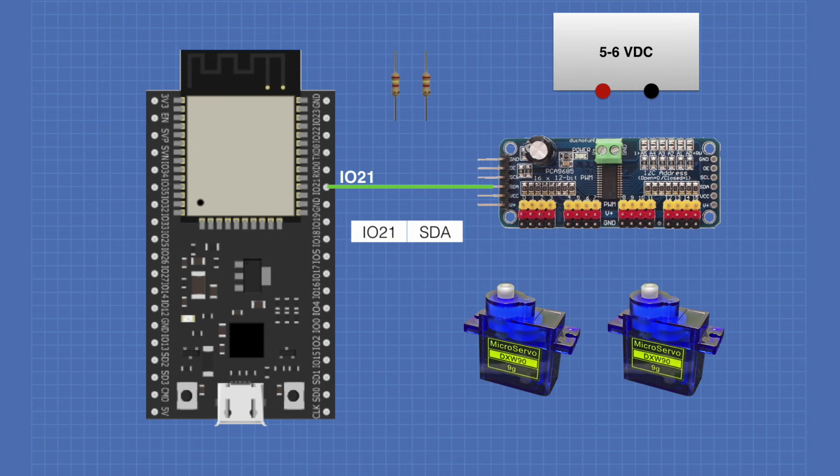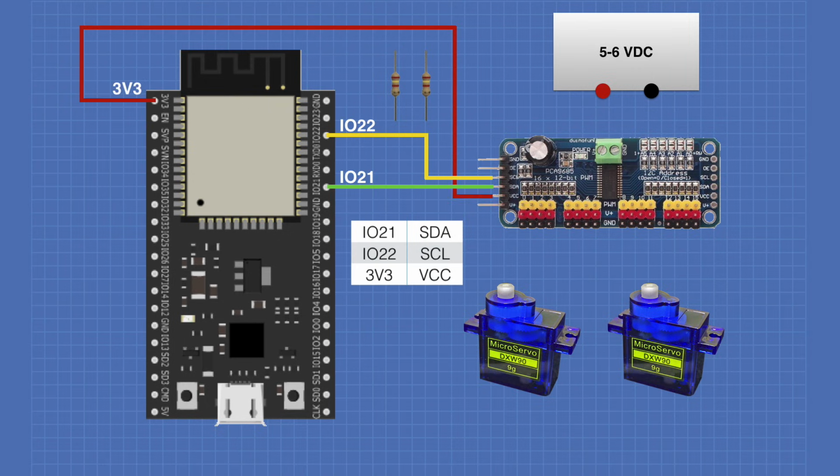We'll begin by connecting the I/O 21 pin on the ESP32 to the SDA connection on the PCA9685 module. I/O pin 22 will be connected to the SCL line on the PCA9685. We'll connect the 3.3 volt connection on the ESP32 to the VCC connection on the module. Make sure not to use the V+ connection, as that's just another connection to the servo power supply. We will connect the ground from the ESP32 to the ground connection on the module.